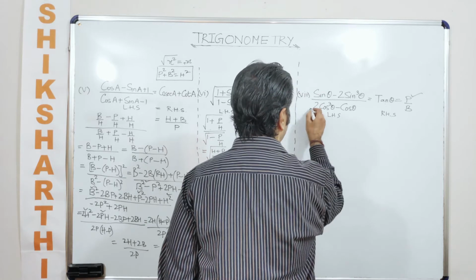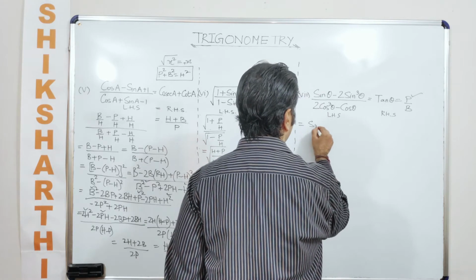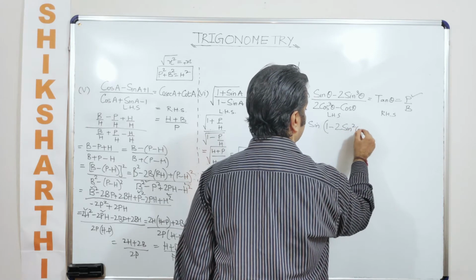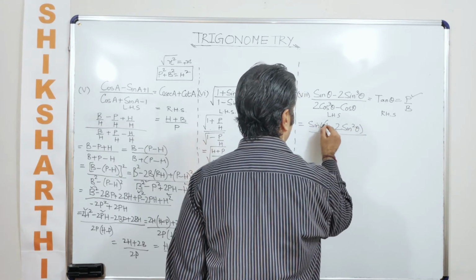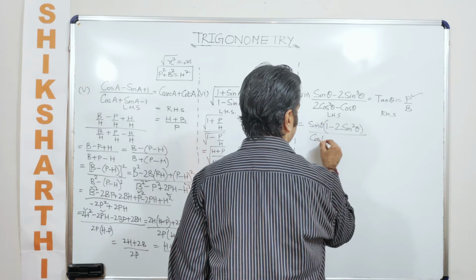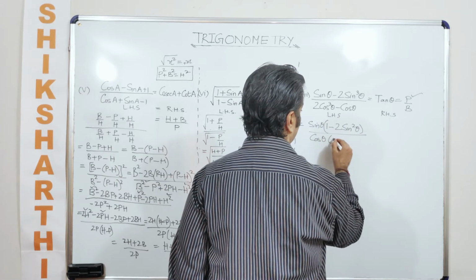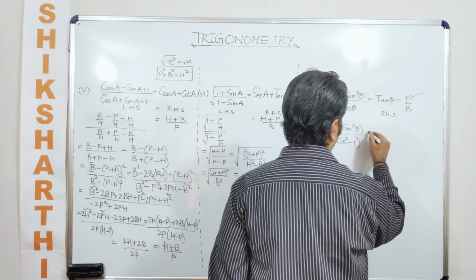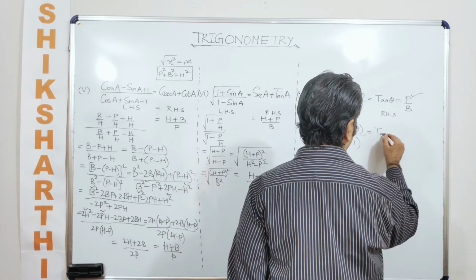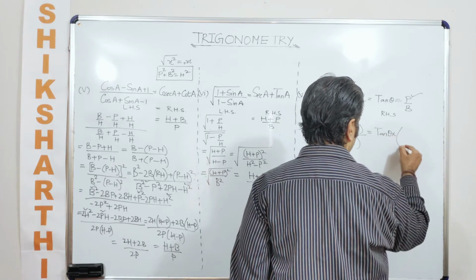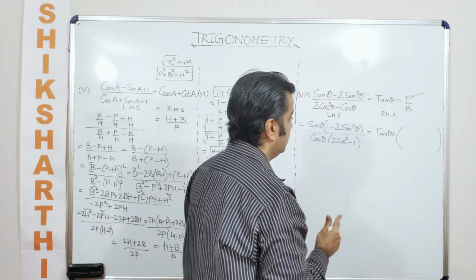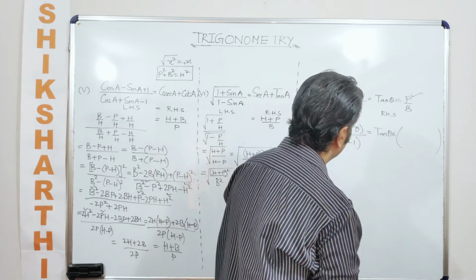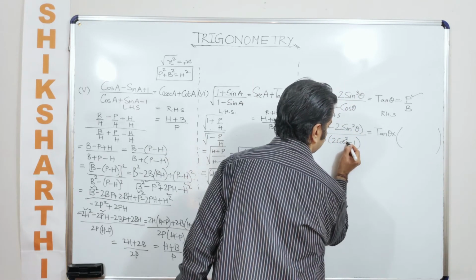So can I rewrite LHS as sine theta into 1 minus 2 sine square theta divided by cos theta into 2 cos square theta minus 1. So from here I'll be able to write this as tan theta into something now into this. So we basically need to prove that this should come out to be a 1. This is 2 cos square theta.